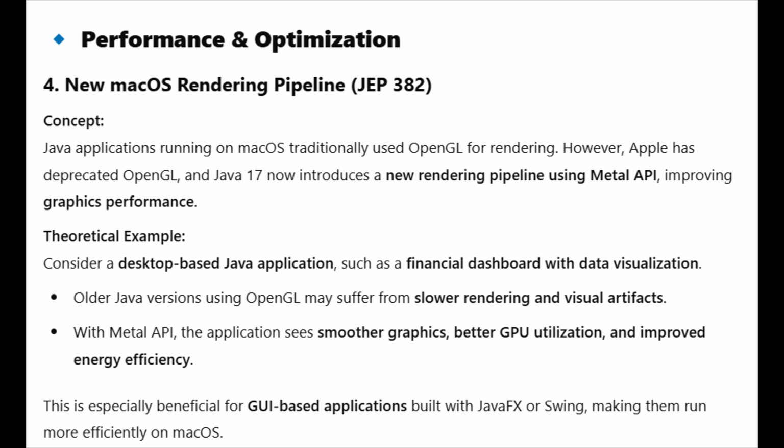Theoretical example. Consider a desktop-based Java application, such as a financial dashboard with data visualization. Older Java versions using OpenGL may suffer from slower rendering and visual artifacts. With Metal API, the application sees smoother graphics, better GPU utilization, and improved energy efficiency. This is especially beneficial for GUI-based applications built with JavaFX or Swing, making them run more efficiently on macOS.